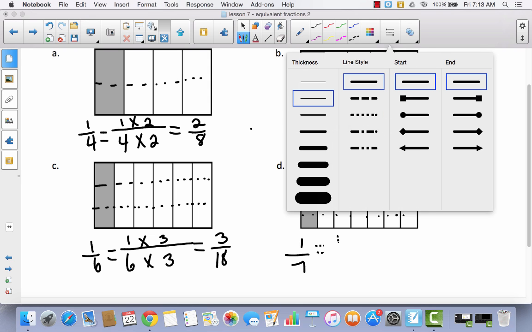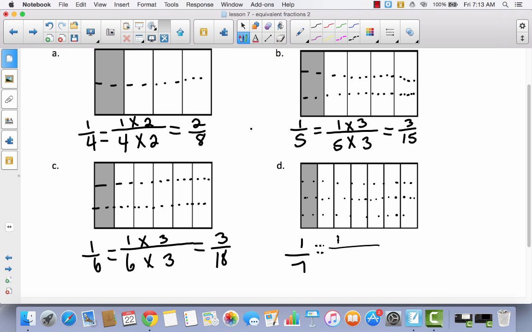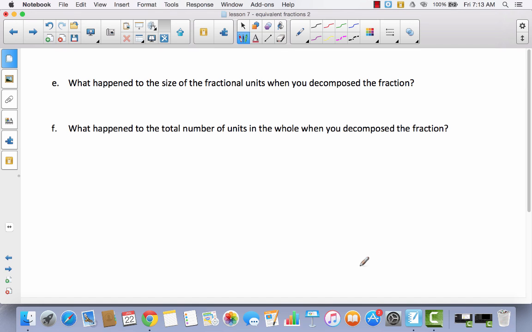All right, so I've got 1 over 7. I'm going to multiply both of these times 4, and that gives me 4/28. So let's look and see if that's exactly what I have here. So I have 1, 2, 3, 4 out of 1, 2, 3, 4, 5, 6, 7. I have 7 groups of 4, so that would be 28. So 4/28. So keep in mind that if you decomposed yours into a different number, then your multiplication sentences are going to be different than mine. But the most important part here is to make sure that you multiplied your numerator and your denominator by the same number.